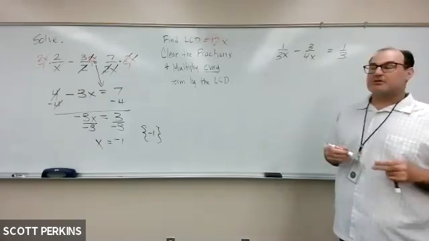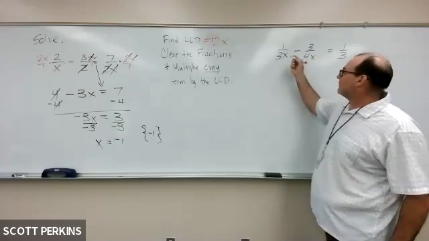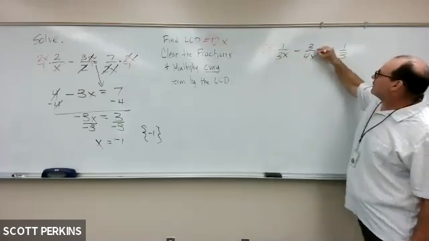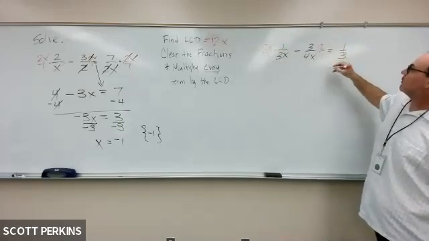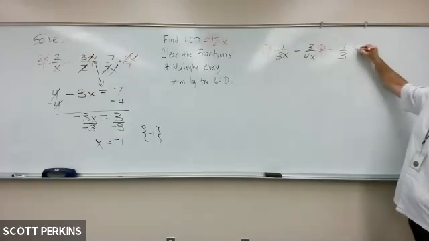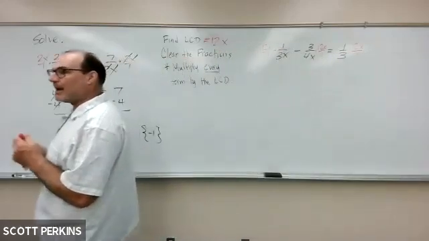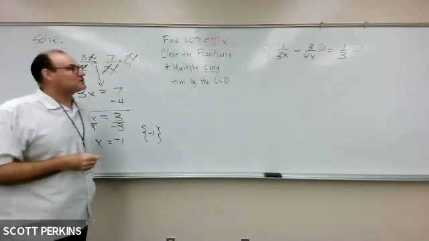All right, I'm going to multiply each of the terms by 12x. That's the common denominator. So the first one, I've got 12x. I'm going to put it over 1. The second one, I've got 12x. I'm going to put it over 1. The third one, I've got 12x. I'm going to put it over 1. Multiply each of the terms by the common denominator, 12x.